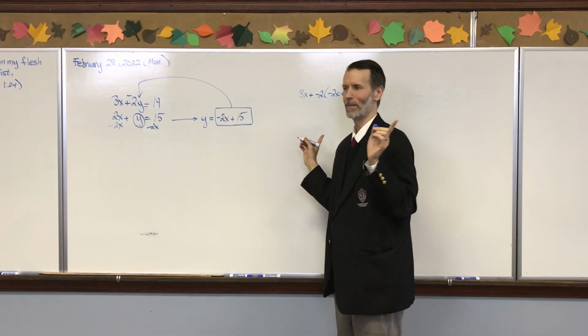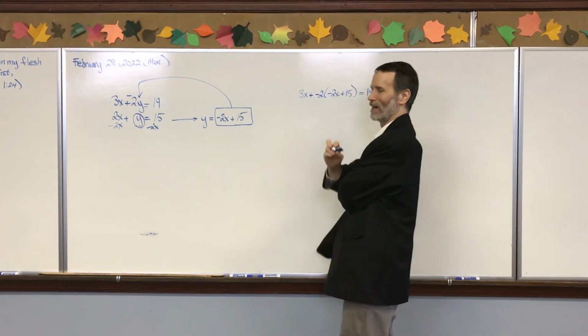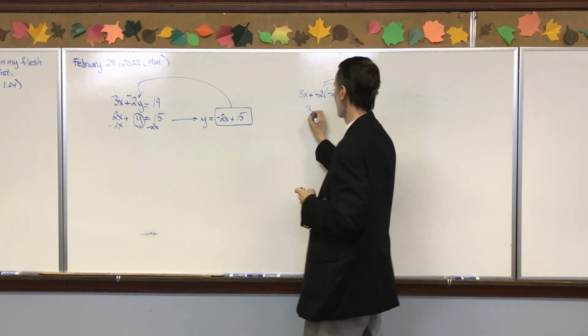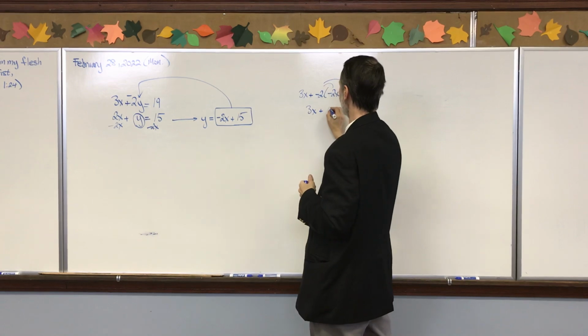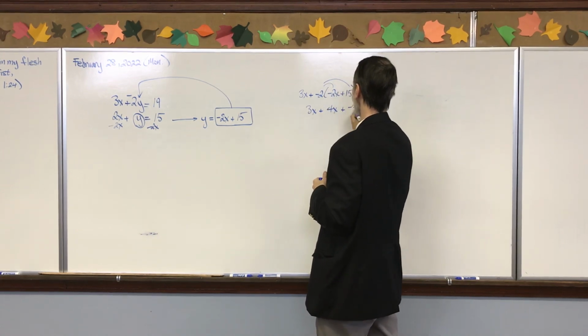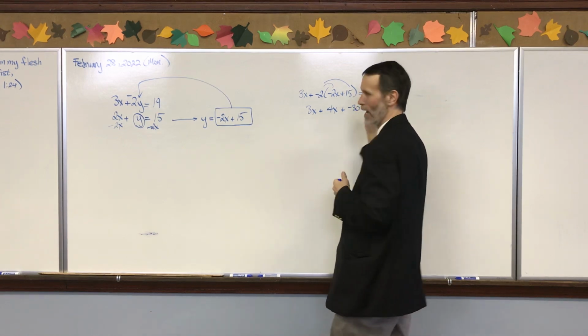Take over, Rob. What can you do with that? Distribute the negative. Let's do it. So 3x plus what? Positive 4x. Plus 30? Negative 30. Negative 30 equals 19. Now what?